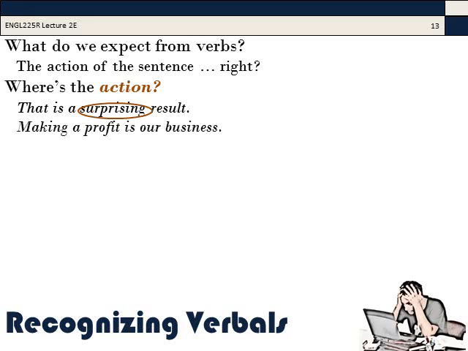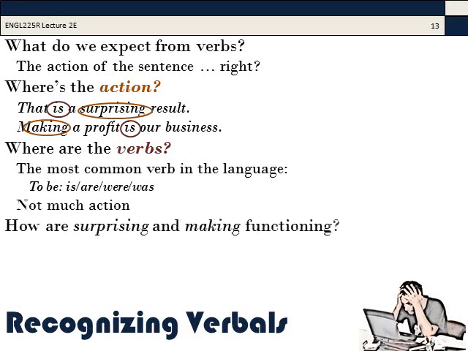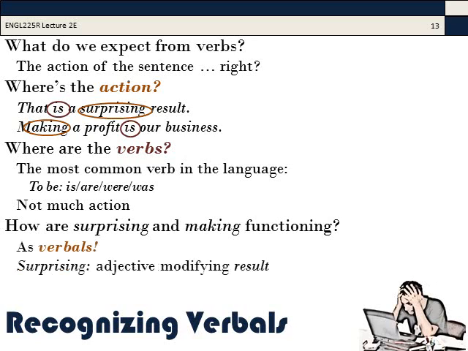How about this? "Making a profit is our business." Well, making, that's the action of the sentence. But the verbs of these sentences are quite different, is and is. The most common verb in the language is "to be," but it doesn't include much action. How are surprising and making functioning in this sentence? Well, as verbals, as an adjective or as a noun.